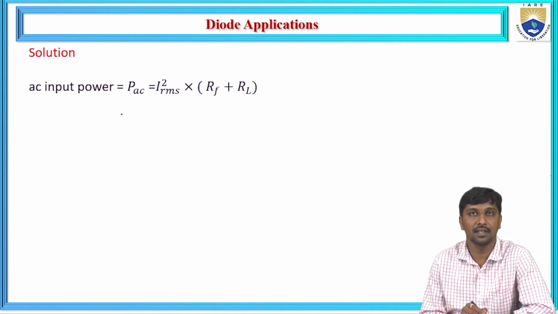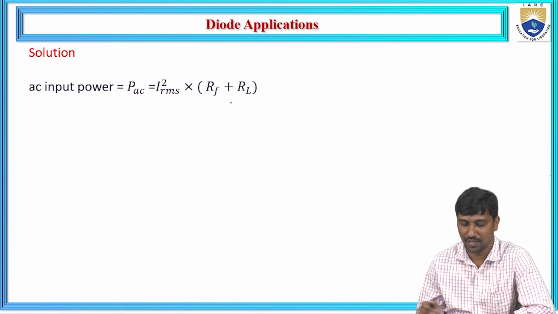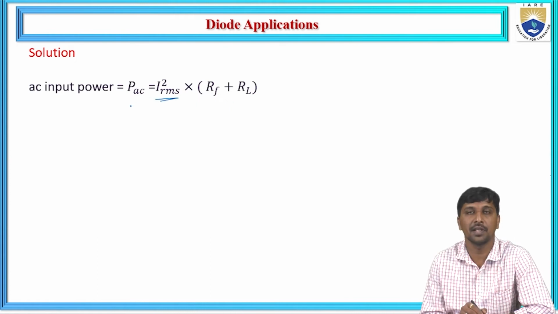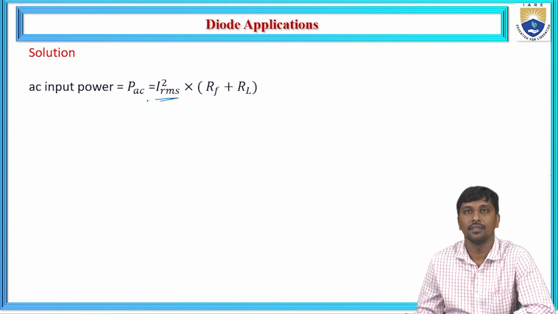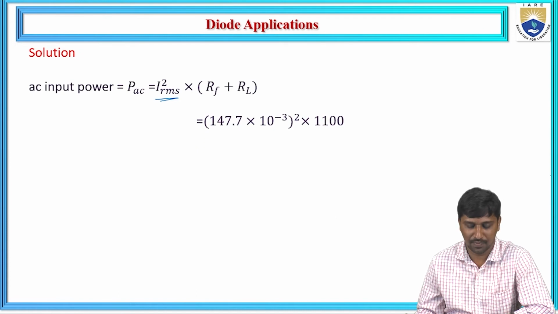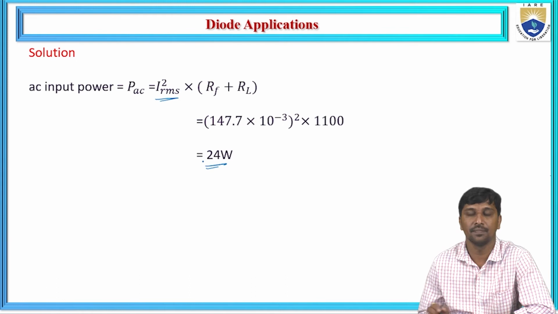Then we need to calculate the AC power. The AC power is represented as I square RMS into RF plus RL. We already observed this RMS value or AC current, so you can substitute this RMS value. Then we observe that the AC power is 24 watts.